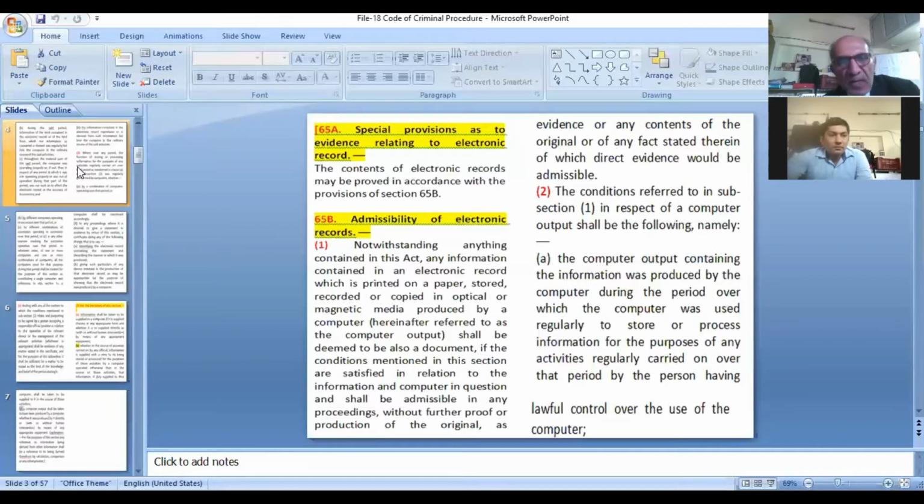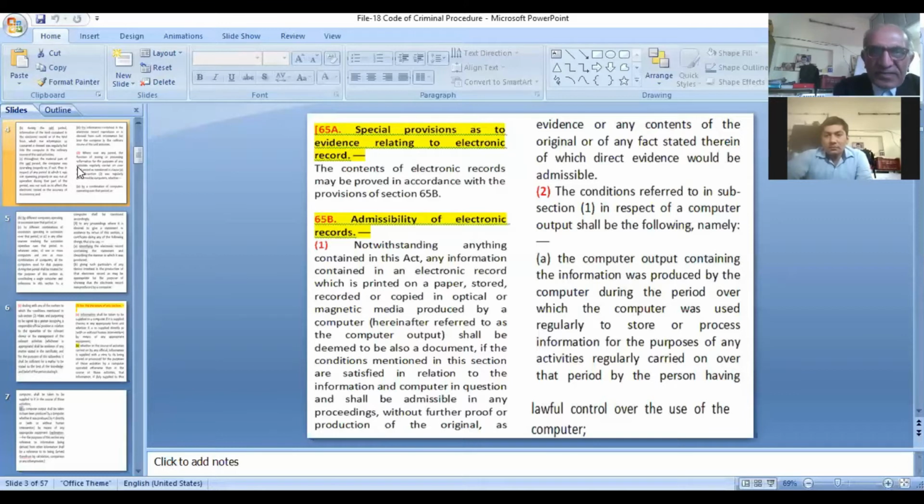So see here there is a reference that this copy, this store, this recording is to be by a computer, and then it is said hereinafter referred to as the computer output. Therefore, this information in a printed form on a paper or in a stored, recorded, or copied form in optical or magnetic media produced by a computer is being designated, is being named as computer output.